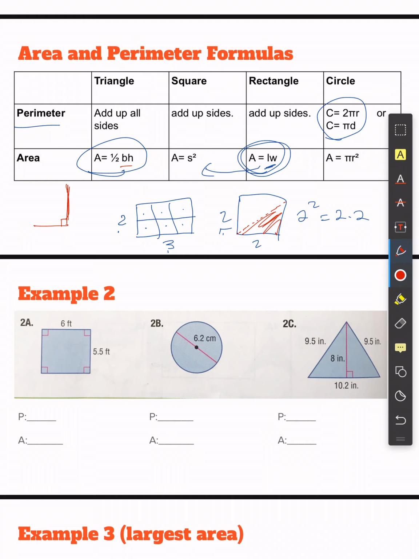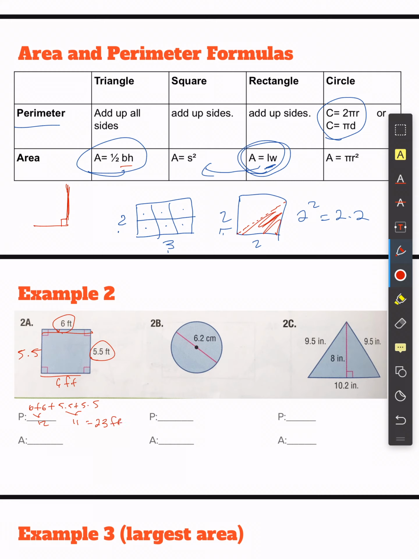For this one here, this looks like a square, but it's not, because this is 6 feet, this is 5.5 feet, so this is a rectangle. So in order to get the perimeter, okay, I know that that's going to be the same as this one, right, because these are all at 90-degree angles, and this is the same as this one. So to add these up here, this is going to be 6 plus 5.5 plus 5.5. That gives me 11, that gives me 12, so therefore this is 23 feet.